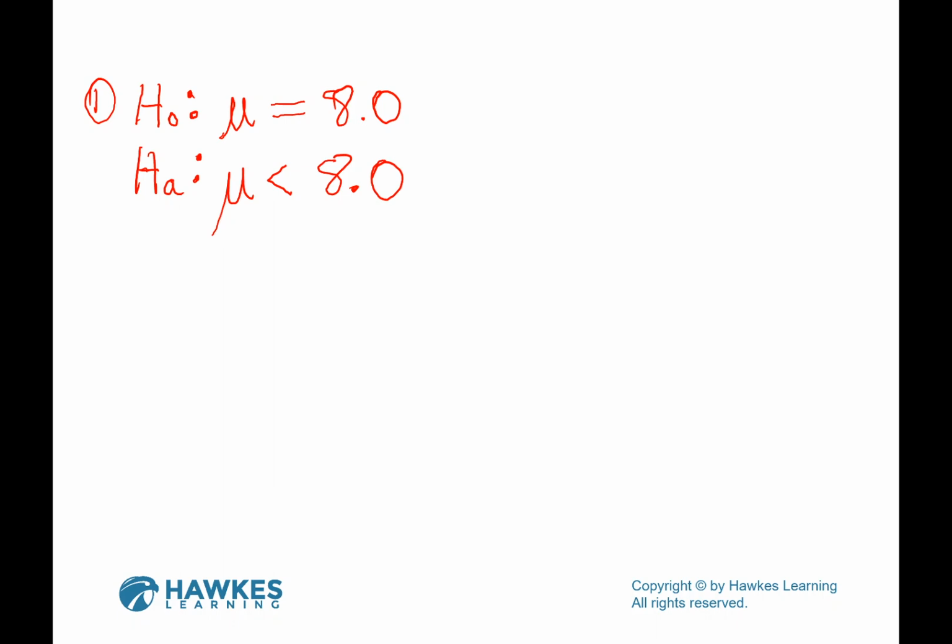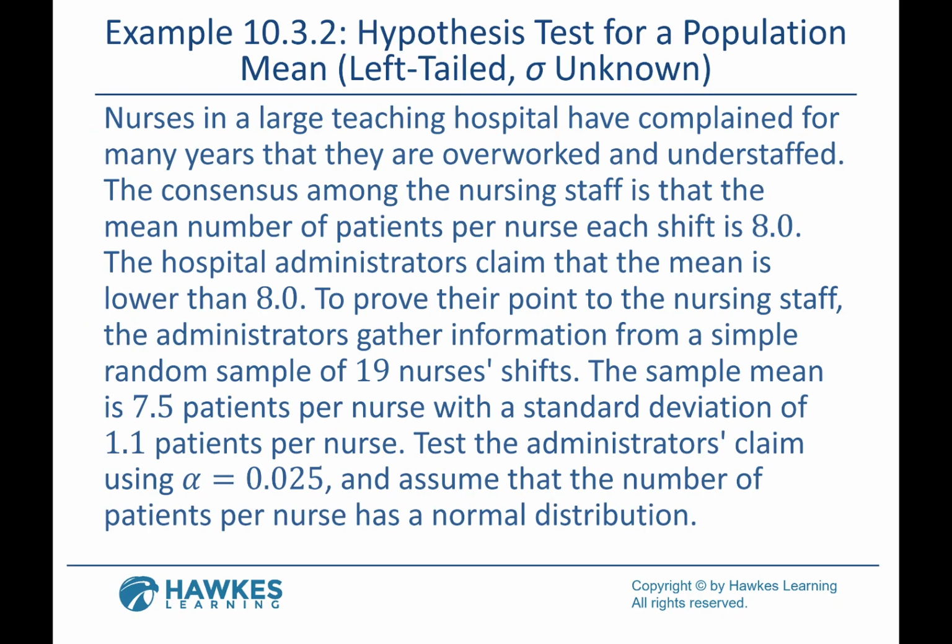Step 2, now we do have a little bit more to do on step 2. We have to think about, are we using Z or are we using T for our test statistic? On these, we are still dealing with the mean, but the difference, why it's T and not Z, is that we don't know the population standard deviation.